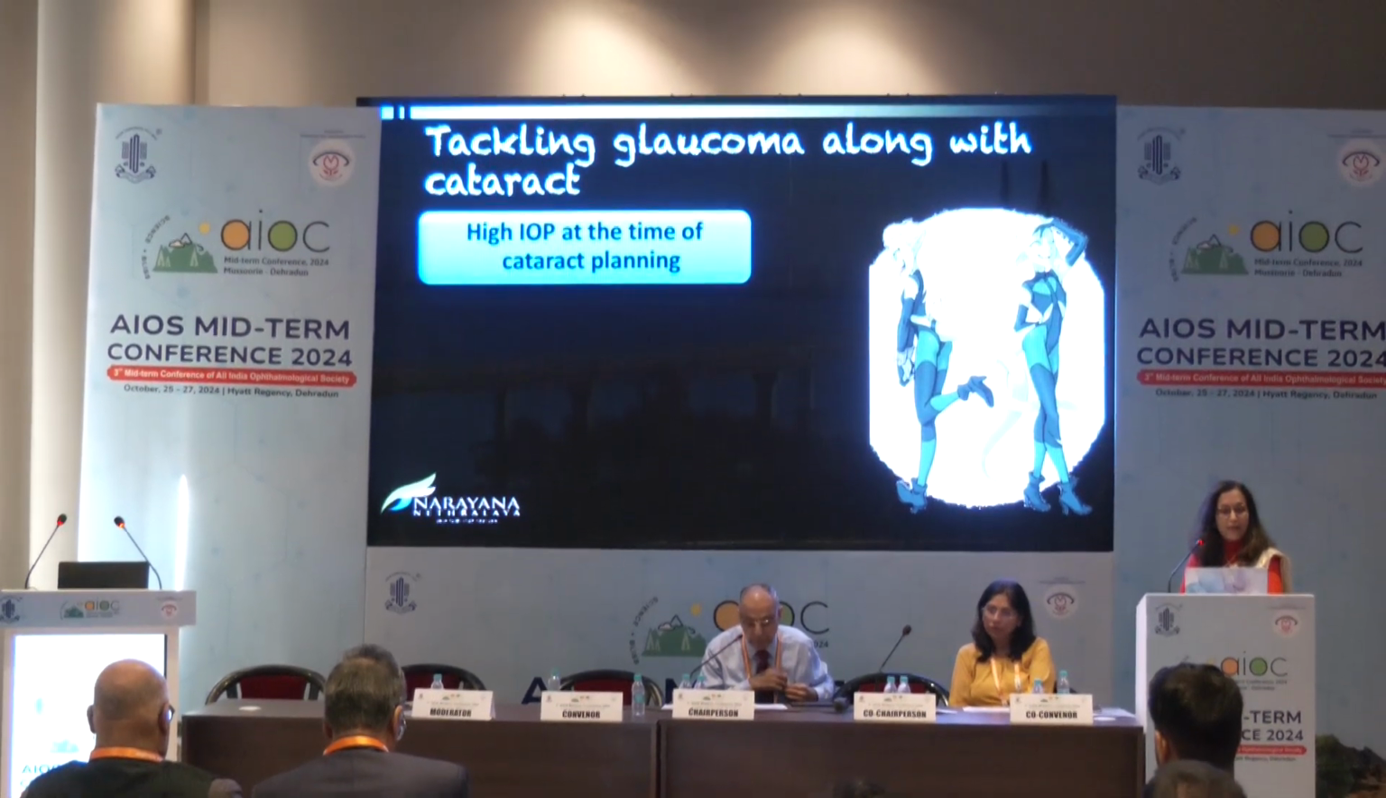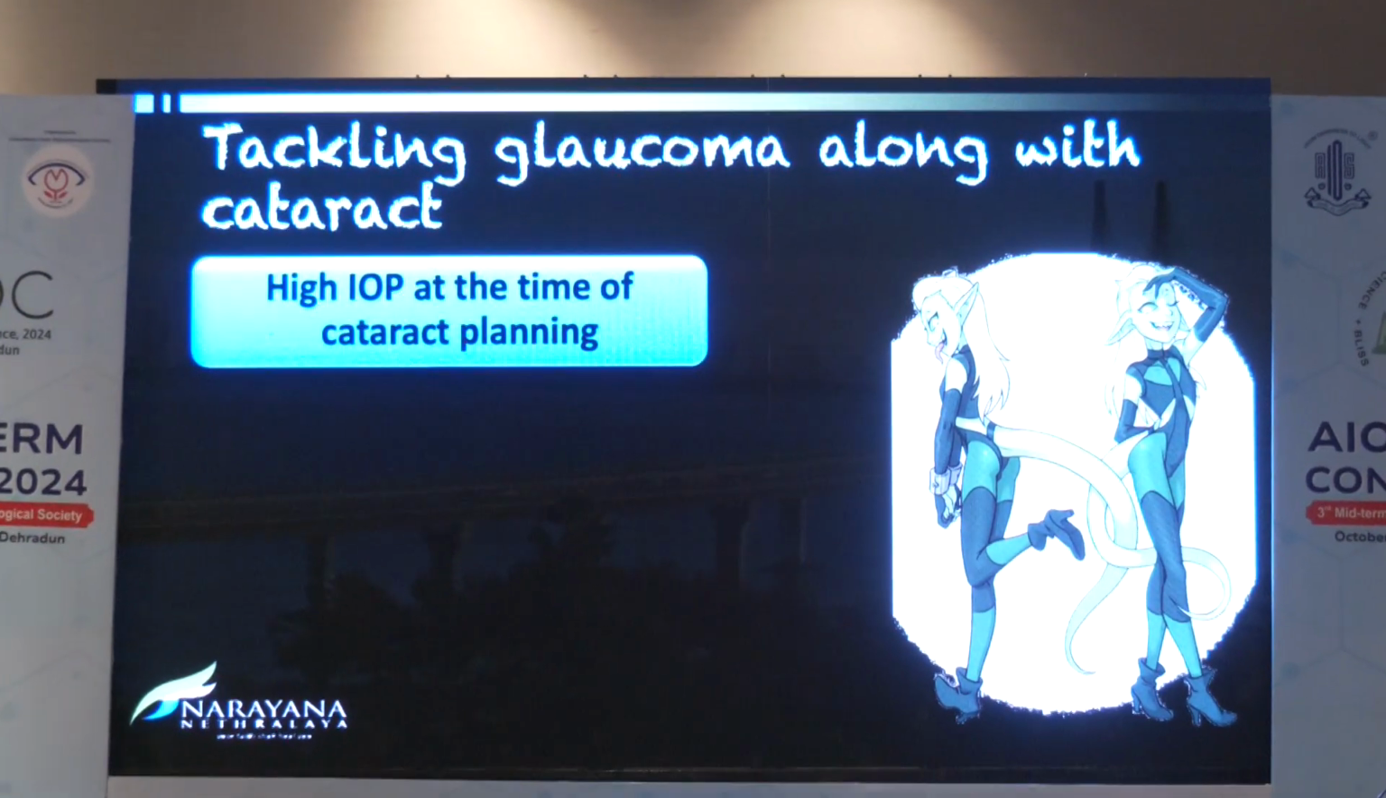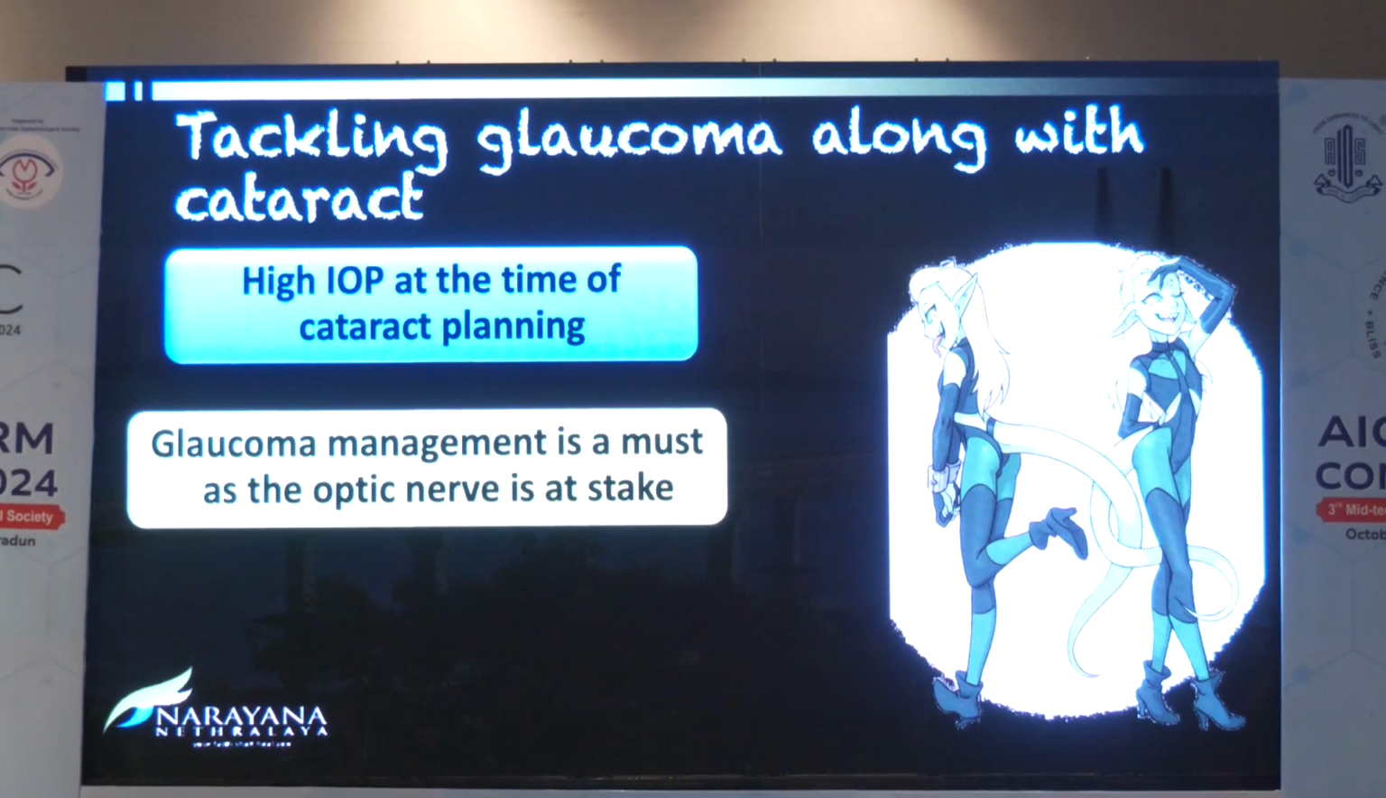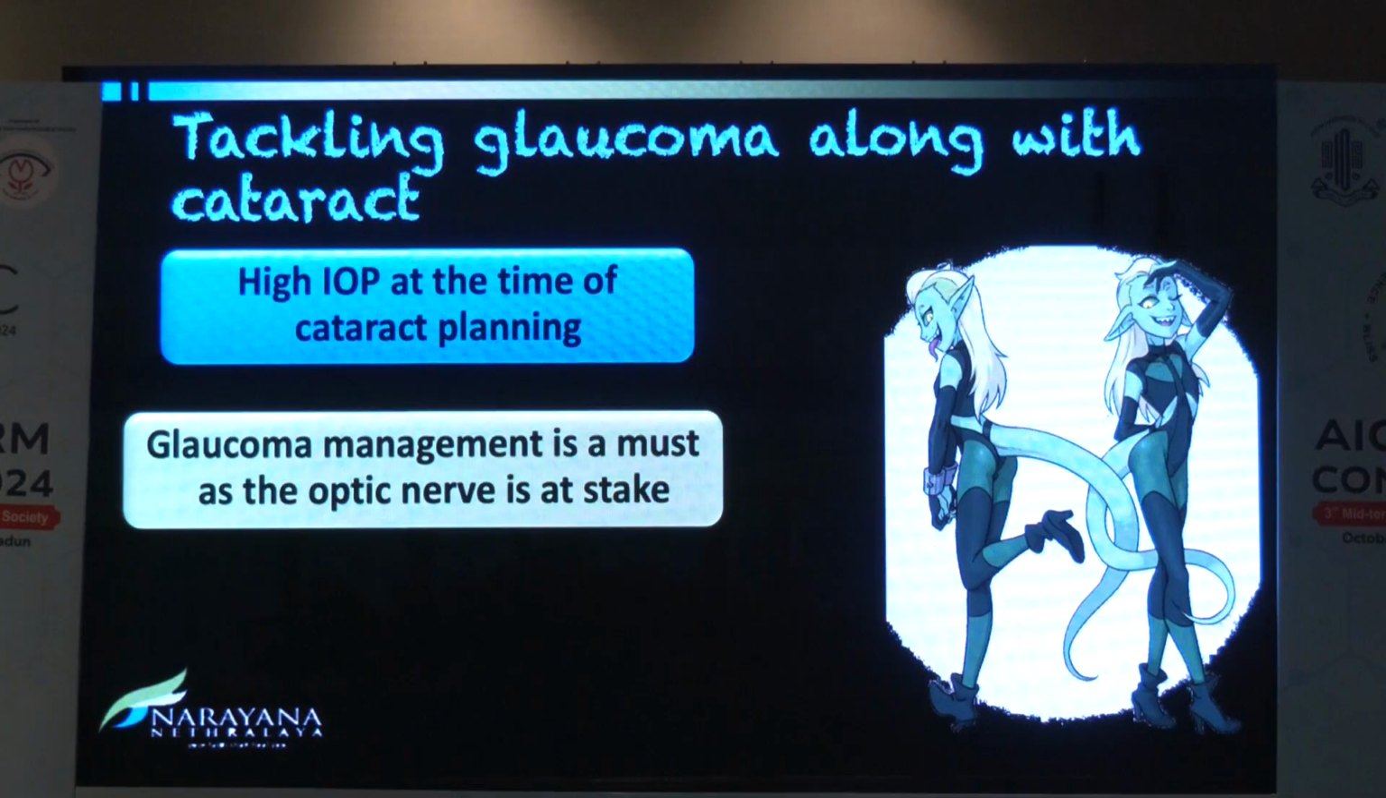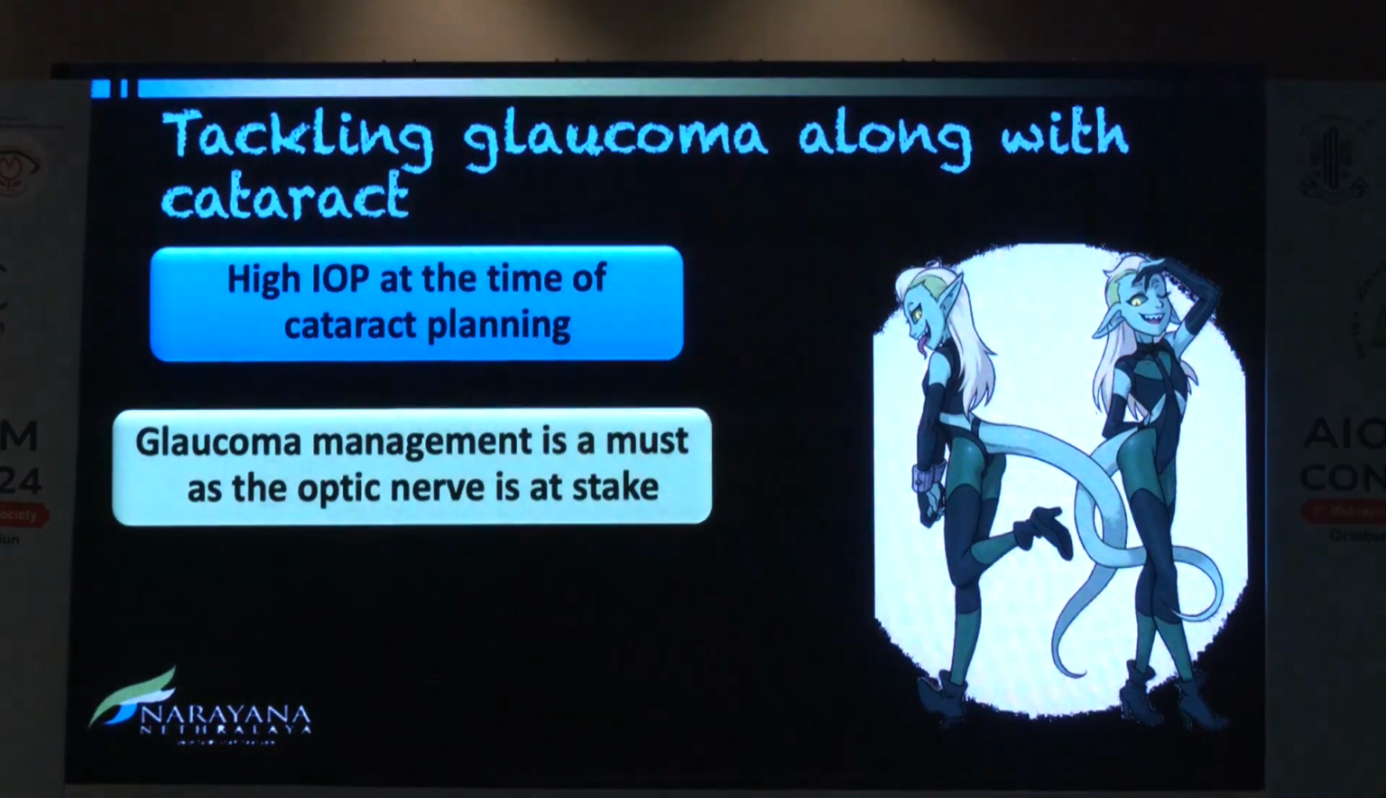Yeah, thank you so much, and I'm grateful to AIOS for giving me this opportunity. I'm just going to talk about high pressure, high stakes, and I think all of us keep facing these kinds of situations, the cataract as well as glaucoma. We all face this kind of double trouble where you have high IOP at the time of cataract planning, and we need to understand what to do with that. So glaucoma management is definitely a must along with the cataract surgery, because the optic nerve is at stake.